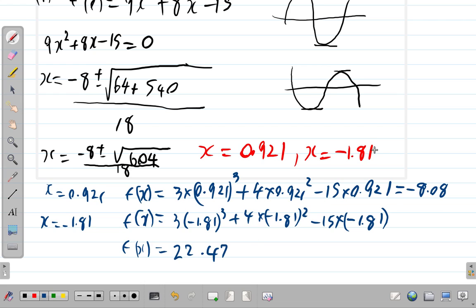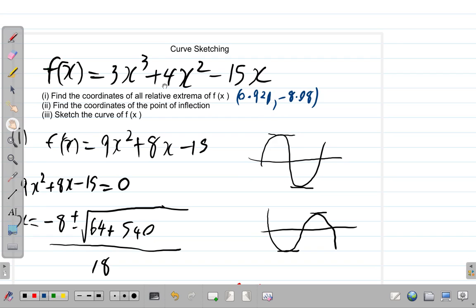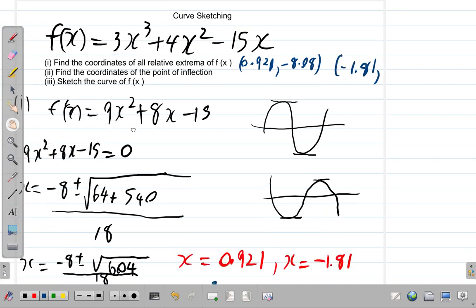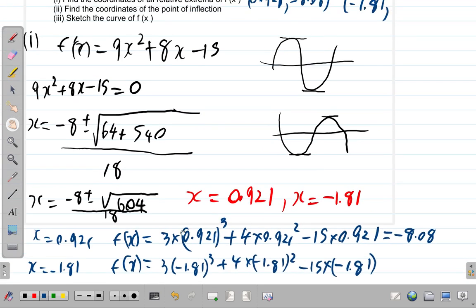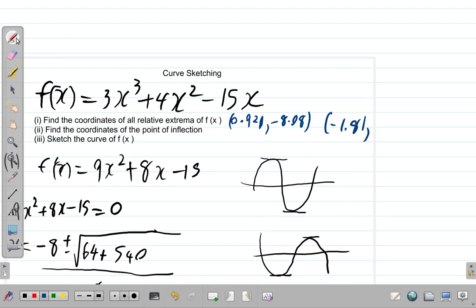So the other coordinate would be negative 1.81, and what's the f of x coordinate now? 22.47. So here we have the coordinates of the relative extrema.